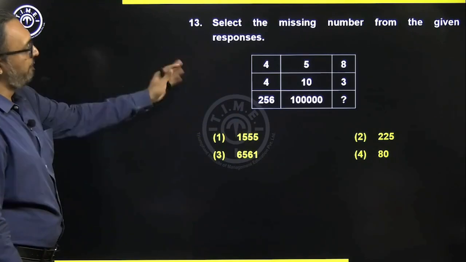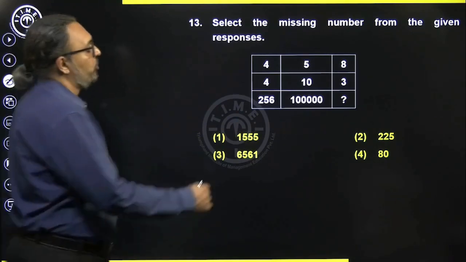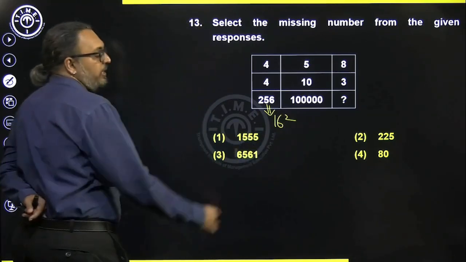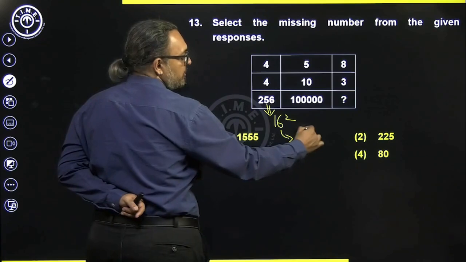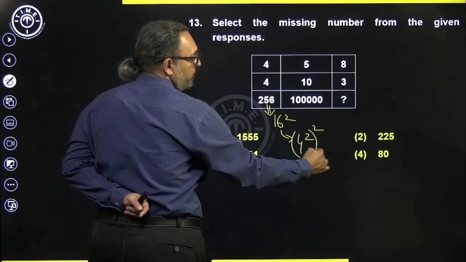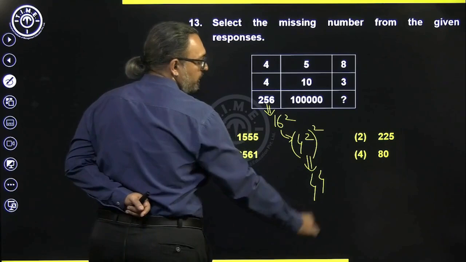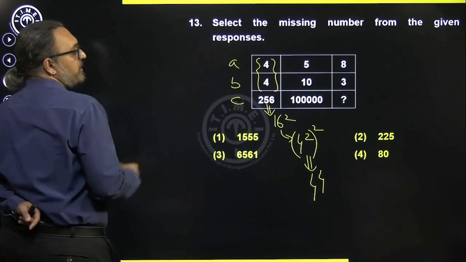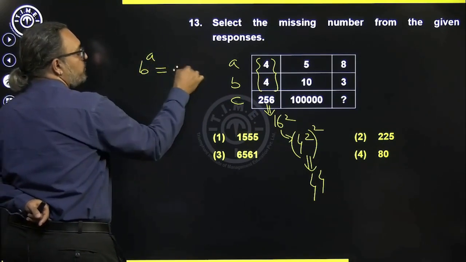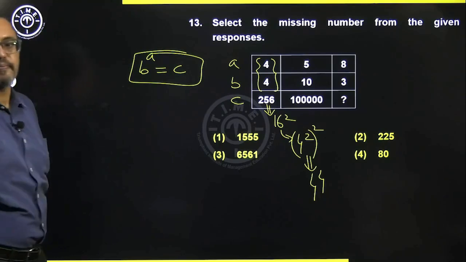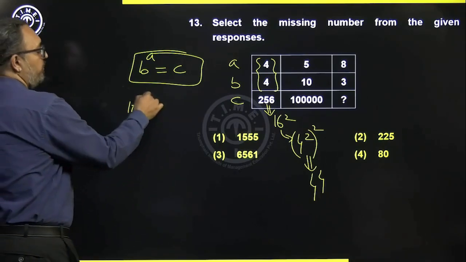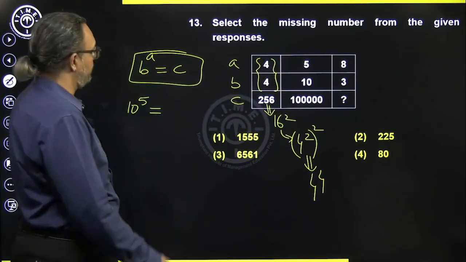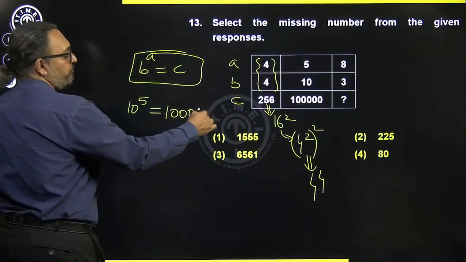Then, 13th one. So you know that 256 basically can be written as 16 square, correct? Now 16 can be written as 4 square. 4 square whole square basically is nothing but 4 to the power 4, and that is what I have here. So you have A, B, C, so it's basically B to the power A gives you C, that's the logic, powers. So 10 to the power 5, because you have 1 followed by 5 zeros, so it is 10 power 5.